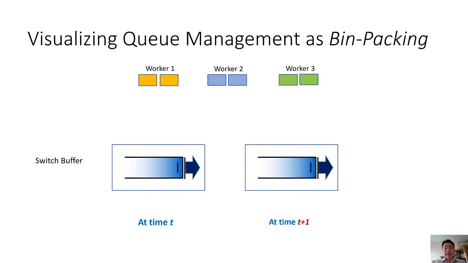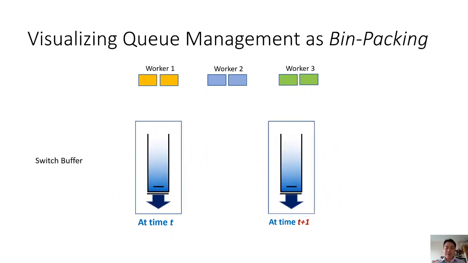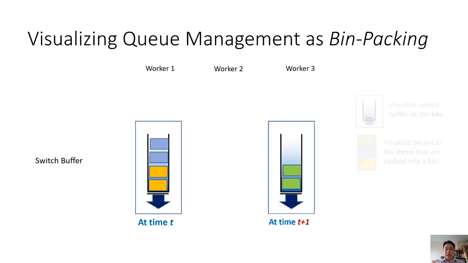So I will invite you to look at the problem differently. Using the same case study where we have 3 workers sending data to an aggregator through a switch, here we have the switch buffer at time t and the switch buffer at t plus 1. Let's rotate this switch buffer by 90 degrees. Then we have packets arriving from worker 1 and worker 2 at time t, and at time t plus 1, we have the packet that arrives from worker 3. This setting actually reminded us of bin packing.